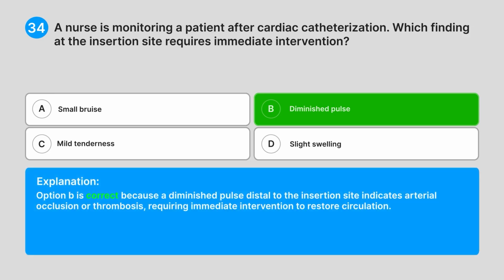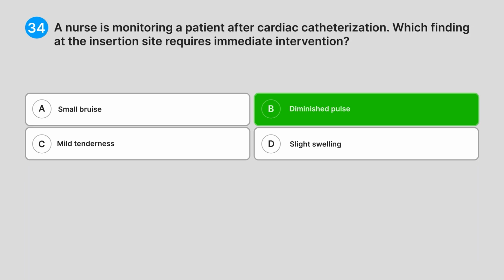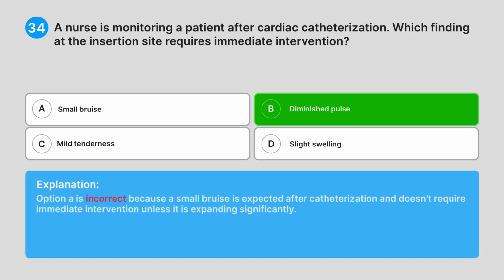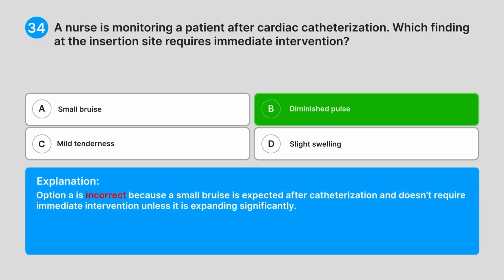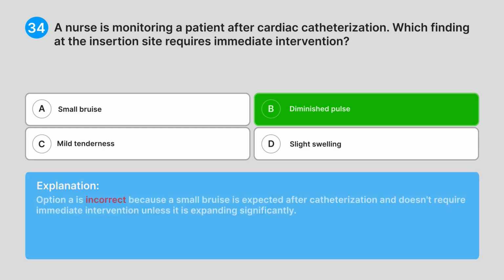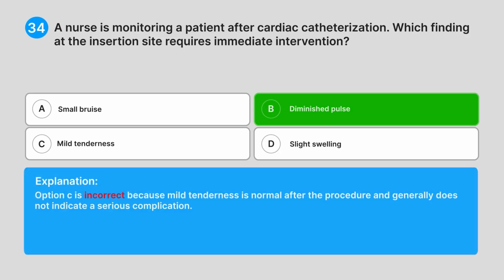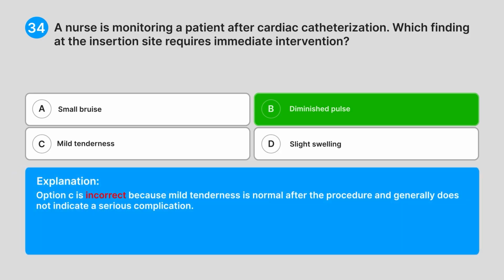Explanation. Option B is correct because a diminished pulse distal to the insertion site indicates arterial occlusion or thrombosis, requiring immediate intervention to restore circulation. Option A is incorrect because a small bruise is expected after catheterization and doesn't require immediate intervention unless it is expanding significantly. Option C is incorrect because mild tenderness is normal after the procedure and generally does not indicate a serious complication.